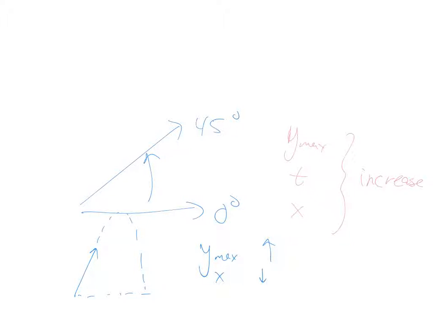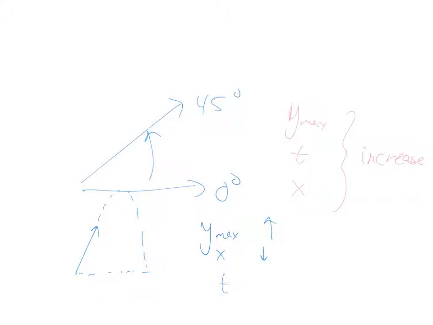So we have these values here. Again, t increases, y max increases, but x decreases. Okay? X decreases. X represents the range. And we can see that instead of going the full flight, it only goes a portion of the flight range.